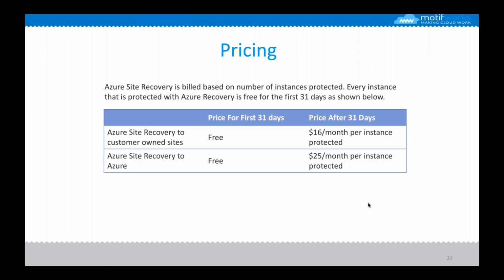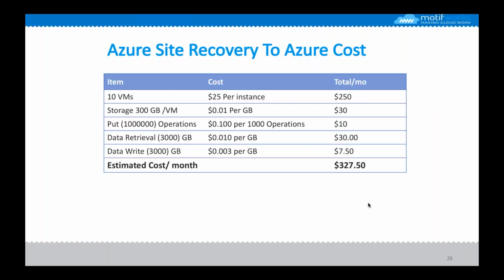If you want to do recovery on your own site, then it is $16 per instance, which means per virtual machine. If you want to do the site recovery on Azure, then it is $25 per instance, which means per virtual machine. So just to give you an idea, I hope nobody would one day stop me and tell me, hey, you told us that unit was going to be $10, now it is $11.